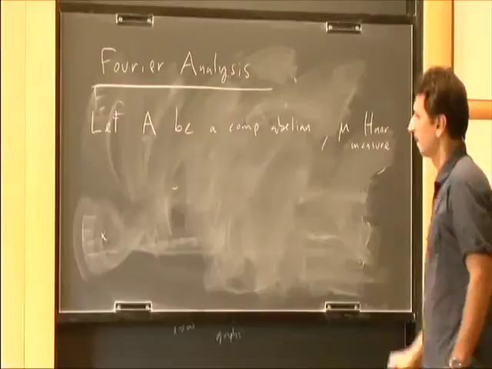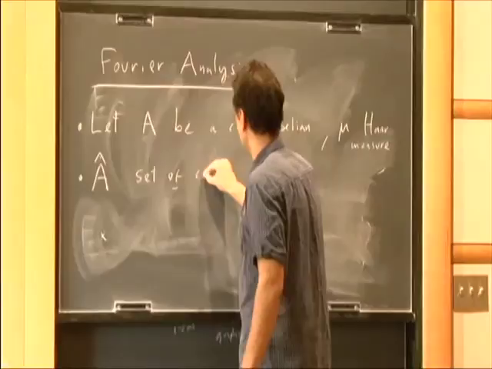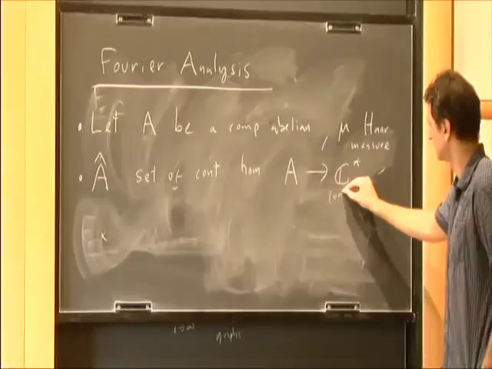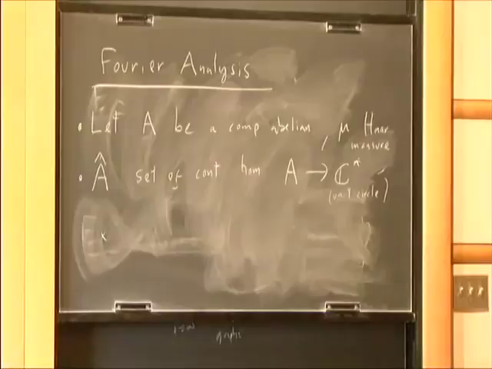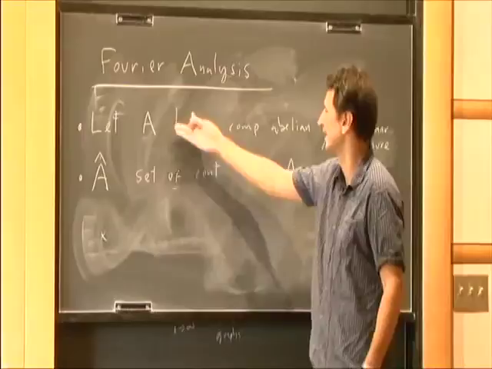and there is the dual group A hat, which is the set of continuous homomorphisms from A to the complex unit circle. And there is a nice duality. If you have a compact abelian group, the dual group is always a discrete abelian group, and there is a Pontryagin duality between discrete abelian groups and compact abelian groups.